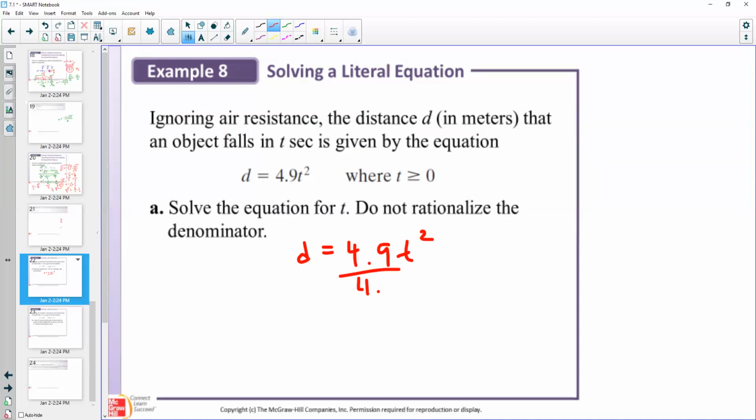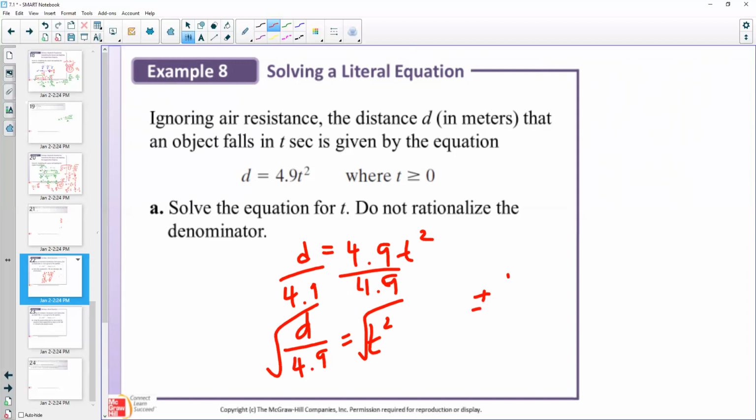Divide both sides by 4.9. All right, I get d over 4.9 equals t squared. Take the square root of both sides. I get plus or minus the square root of d over 4.9. It said don't rationalize the denominator, so I don't have to do anything. I can just be done there.